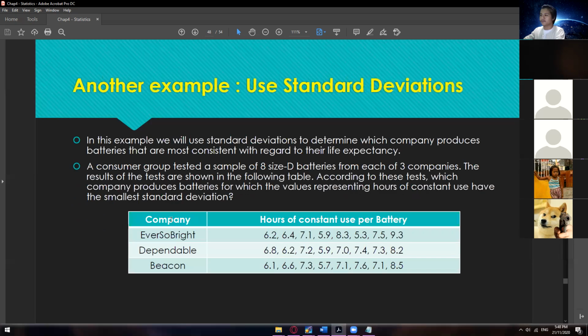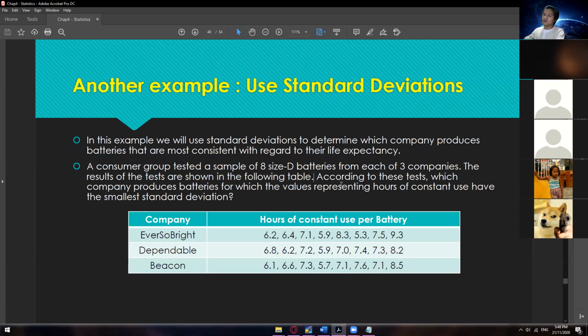Okay. So another example is use of standard deviations. In this example, we will use standard deviations to determine which company produces batteries that are most consistent with regard to their life expectancy. So a consumer group tested a sample of 8 size D batteries from each of 3 companies. So we have Ever So Bright, Dependable, and then Nippon. The results of this test are shown in the following table.